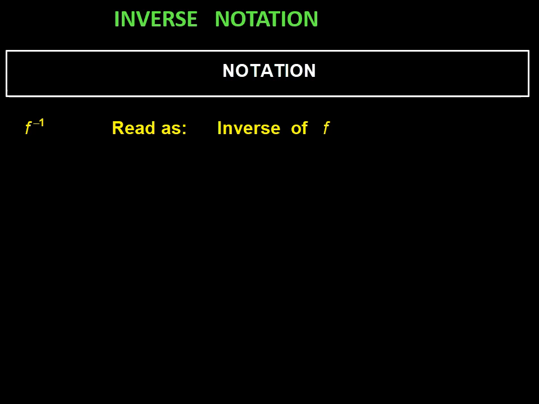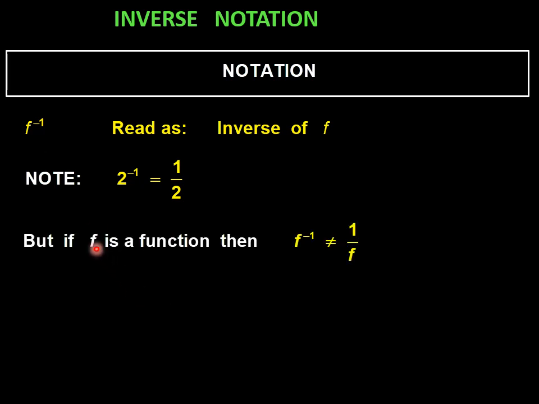Now, just look at the notation that we're going to use for inverses. If we write down f with a -1, we read it as inverse of f. Don't read it as f to the -1. Note that 2 with a -1 is actually 1 over 2. But if I use the f with a -1, it does not mean that it's 1 over f. So when I work with functions, f -1 doesn't mean 1 over f. In functions, we read this as the inverse. So the inverse of f is not 1 over f.